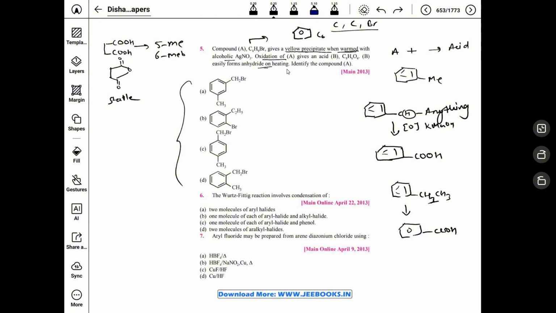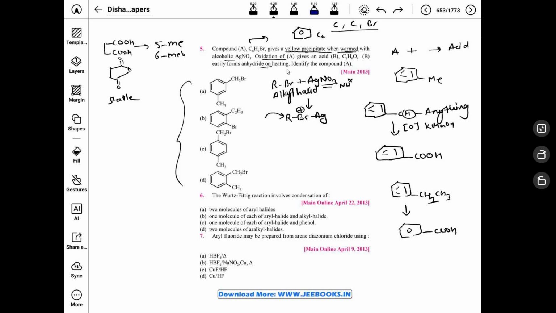Okay, so now the next important thing: it gives a yellow precipitate when warmed with alcoholic AgNO3. Here I would like to inform you that when an alkyl halide is treated with silver nitrate solution, it could be aqueous or alcoholic, it doesn't matter. In this given case, it is alcoholic AgNO3. AgNO3 is not a nucleophile. So what is happening? First, it will form a coordinate bond with the silver ions, and after that, nucleophile attack.